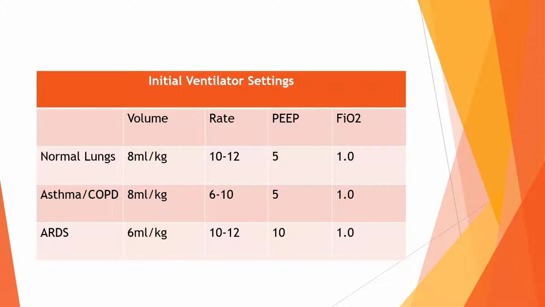So one of the most important things is that once you put a patient on a ventilator, you must get an ABG at least 30 minutes afterwards to see what their pH is, to see what their CO2 is, and to see what their oxygenation is, and adjust the ventilator as needed.